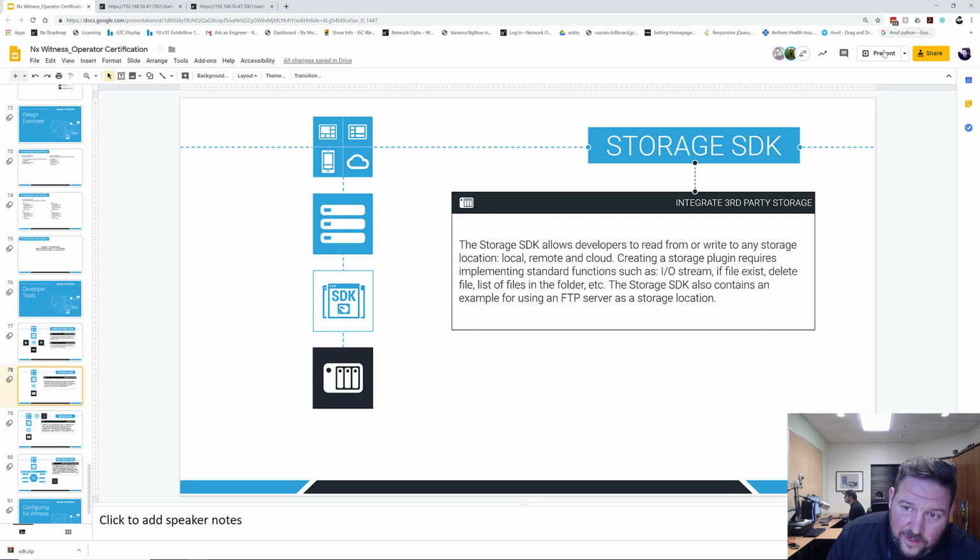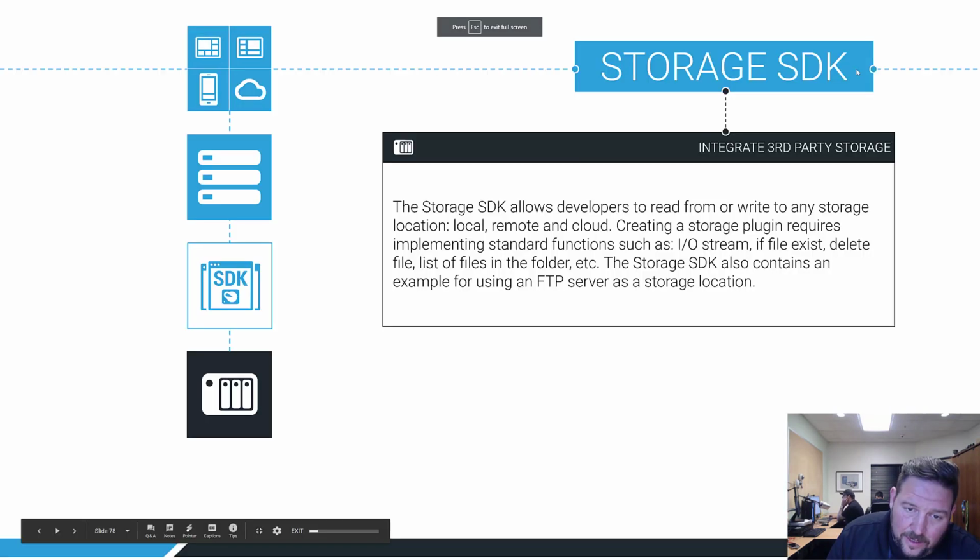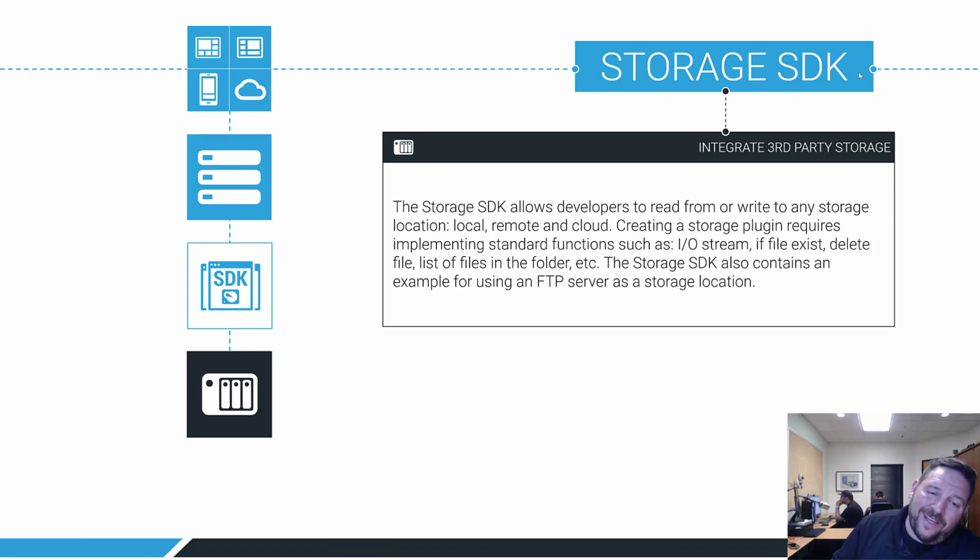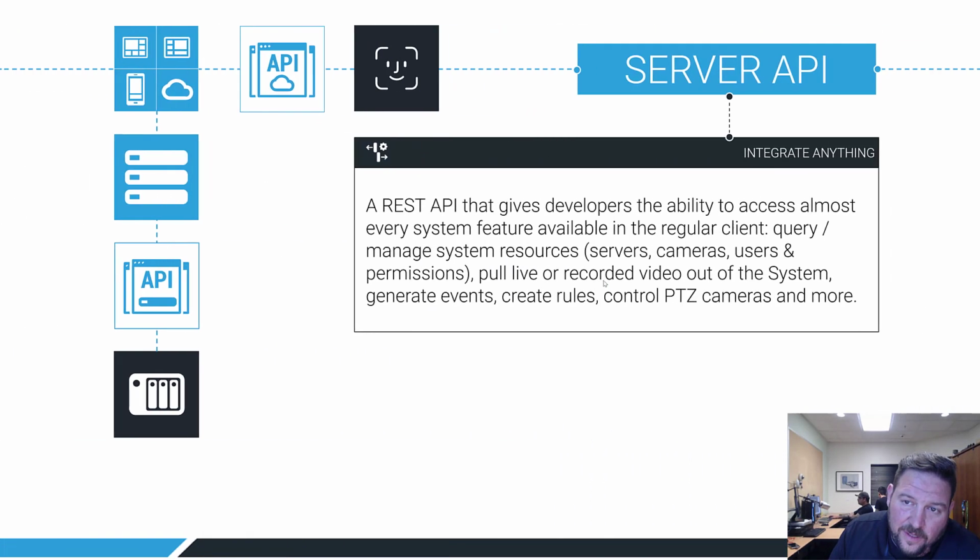The next one is the storage SDK. The storage SDK allows developers to read from or write to any storage location. So it could be local, remote, cloud. So if you want to develop an AWS backup storage solution, you would use the storage SDK to do it, right? To create a plugin. All right.